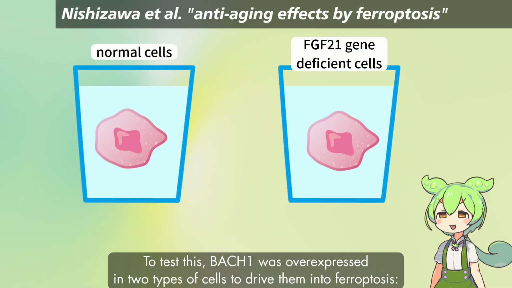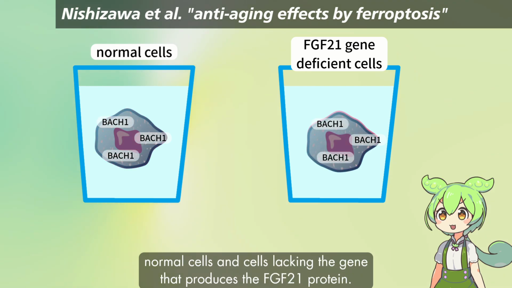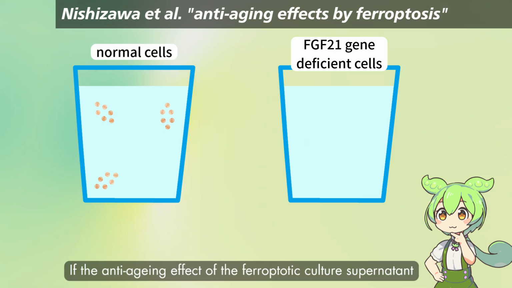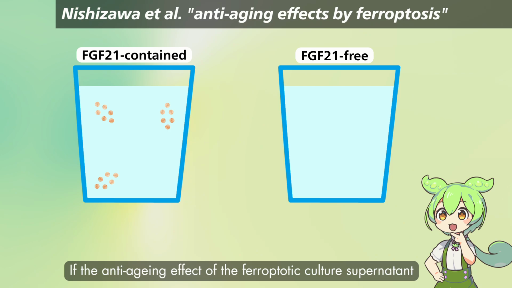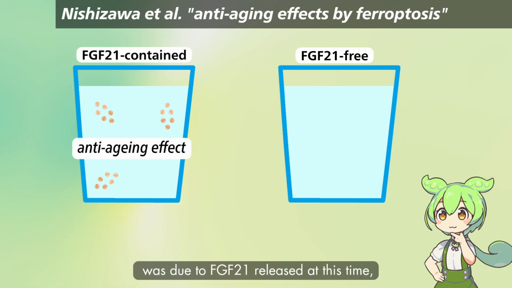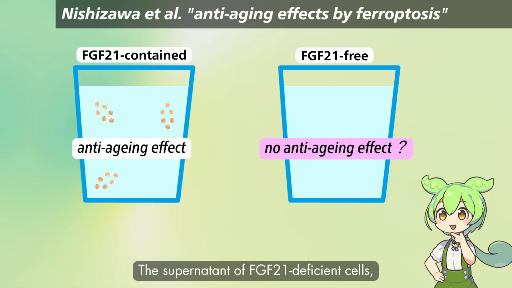To test this, BACH1 was overexpressed in two types of cells to drive them into ferroptosis: normal cells and cells lacking the gene that produces the FGF21 protein. If the anti-aging effect of the ferroptotic culture supernatant was due to FGF21 released at this time, the supernatant of FGF21 deficient cells, in which the FGF21 protein would be absent, should fail to show the anti-aging effect.